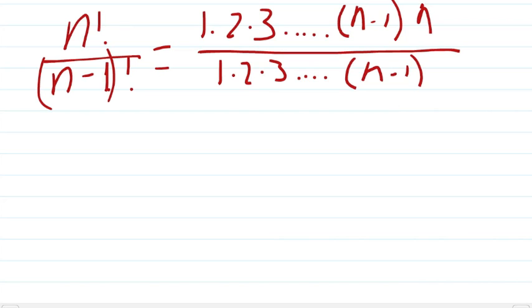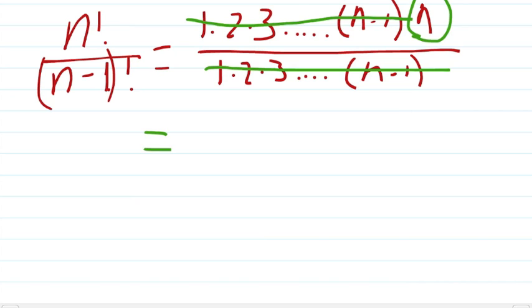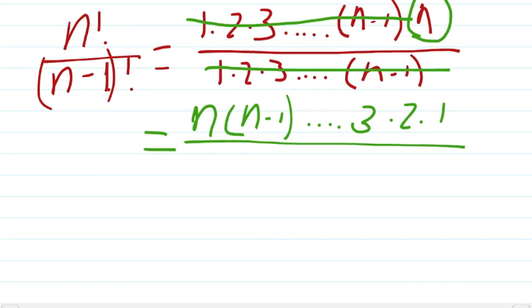If we cancel all of the things that are in both the top and the bottom, all of those go away, and all of those go away, and we're left with n. Everybody okay with that? Some of you will like it a lot better if you write it as n minus 1, 3, 2, 1, n minus 1, dot, dot, dot, 3, 2, 1.